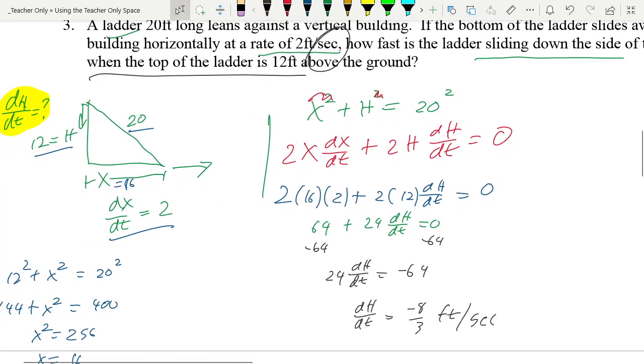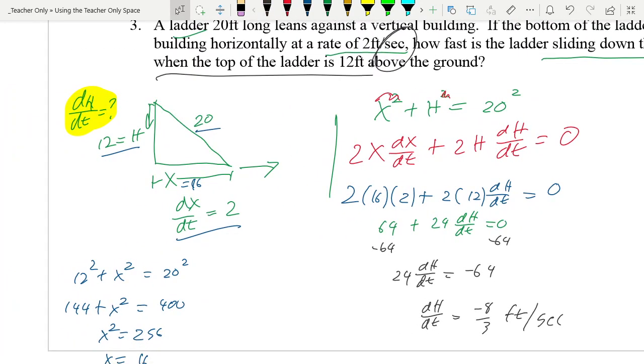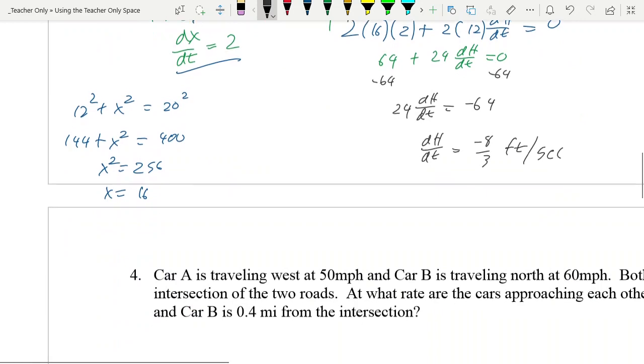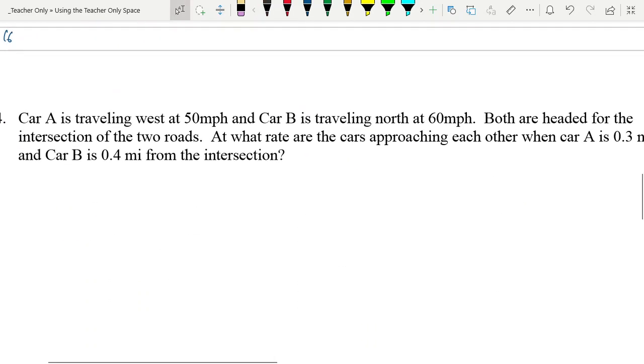Now, of course, we want you to stop and say, does my answer make sense? Does it make sense that the change in height is a negative value? We say, well, yeah, because it's sliding down. The height was 12. After it slides, it's going to be less than 12. It's getting smaller, so therefore it makes sense that it's a negative value. Always do that check. You can catch all sorts of goofy little mistakes just by doing a second of logic.